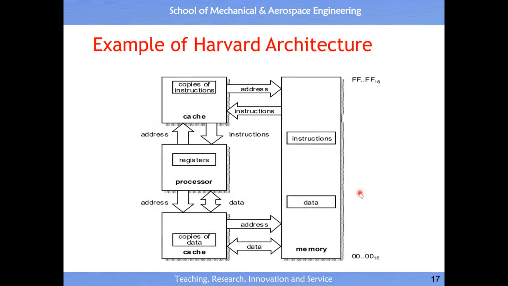Then for Harvard architecture, this is the scenario. You have one set of data bus and address bus for instruction, and another set of address bus and data bus for data. That means within the same cycle, you can get the data and also get the instruction, all together. So this architecture is at least 2 times faster than von Neumann architecture. Clear? Okay.